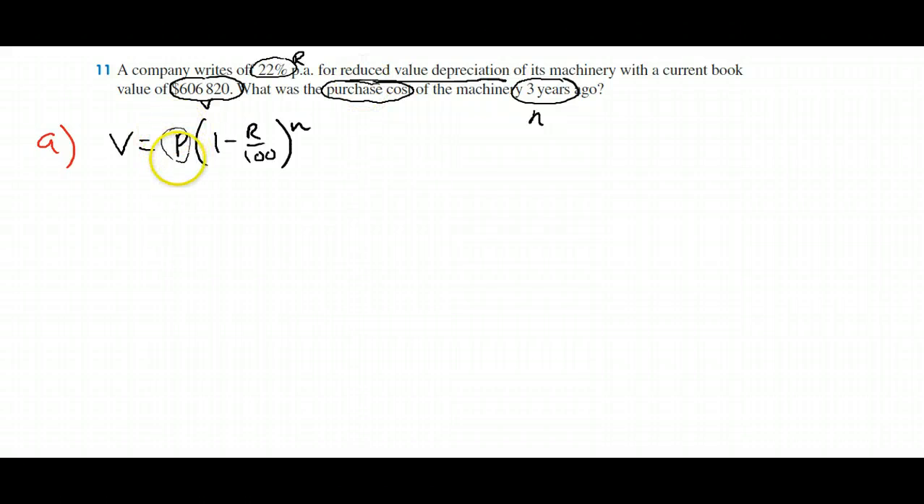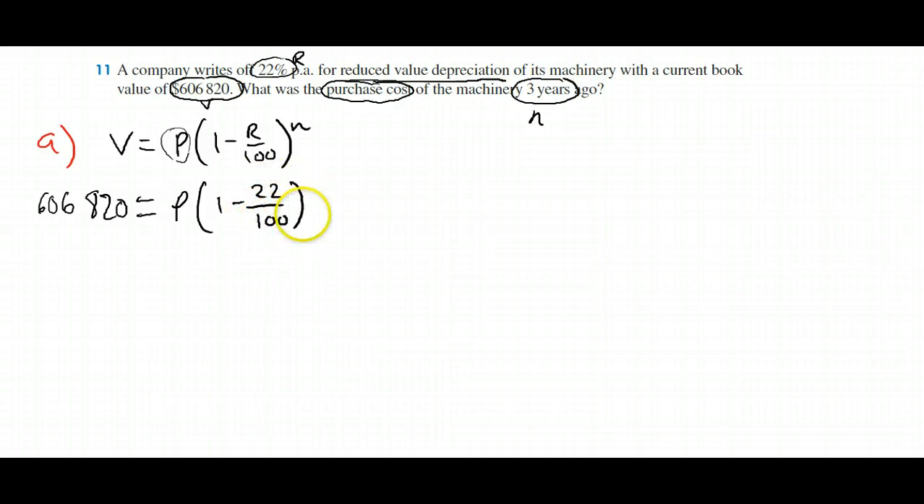Okay, so it looks like we're looking for the purchase cost, which is going to be P. Now when I tried doing this in the calculator using the normal method, using the solve function, the calculator didn't seem to be able to do it. So we're going to try something a little bit different. We'll do a little bit of paper working out first. So we'll put our value of V as 606,820, and then P is what we don't know, and then in the brackets here we've got 1 minus 22 over 100, and it's to the power of 3.